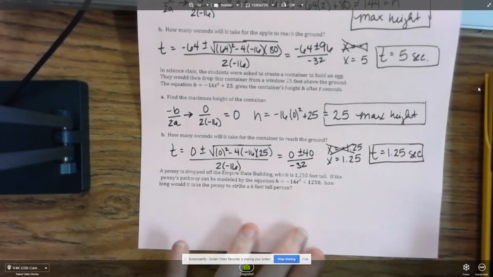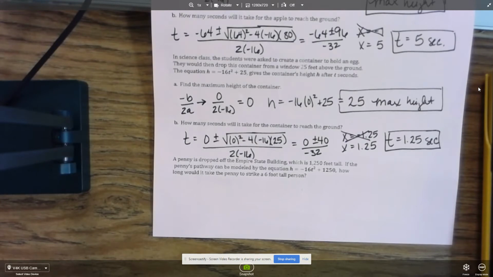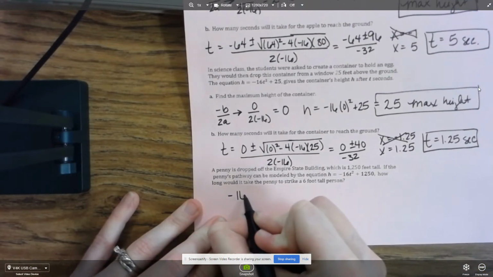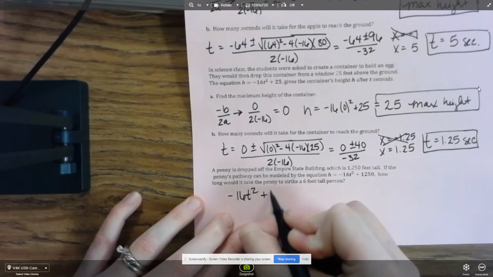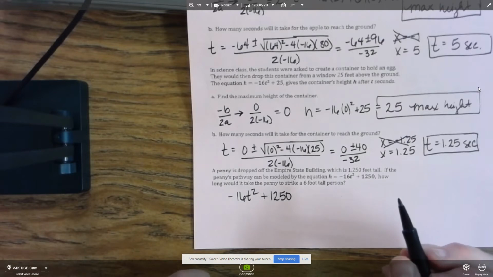All right, a penny is dropped off the Empire State Building, which is 1,250 feet tall. If the penny's pathway can be modeled by the equation h equals negative 16t squared plus 1250, how long would it take for the penny to strike a 6-foot tall person? So this one is a little bit different. So what I've got here is my penny has to strike a person that is 6 feet tall.